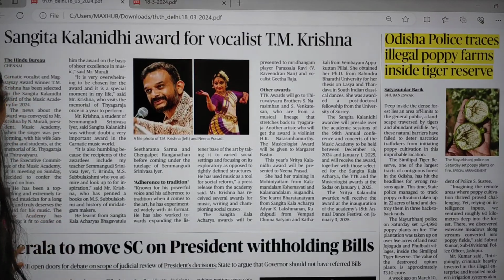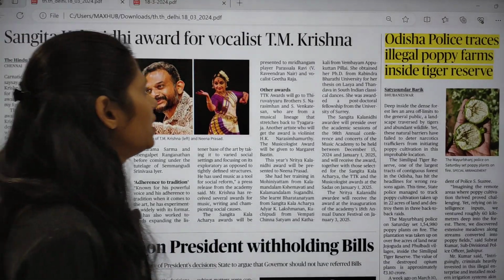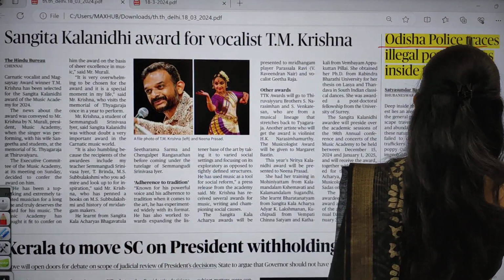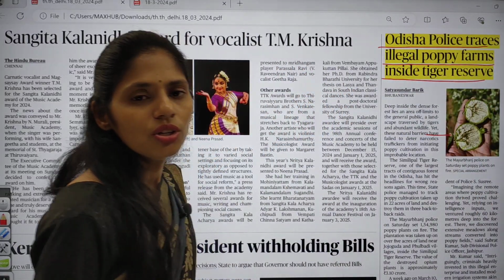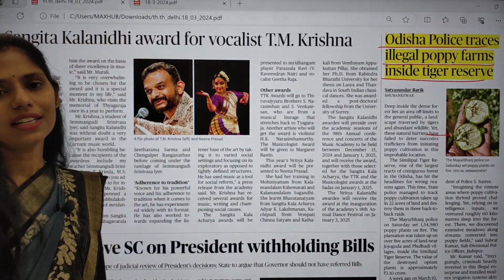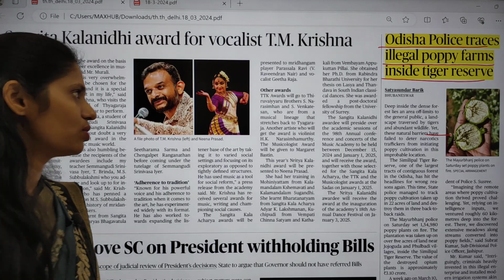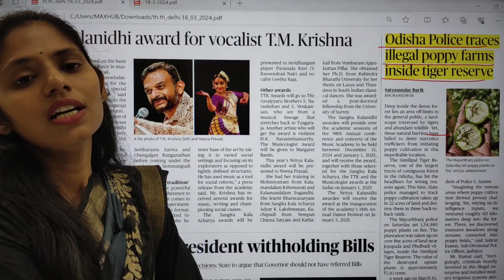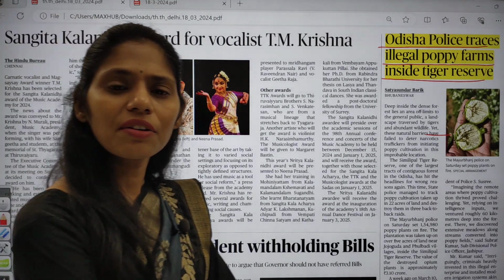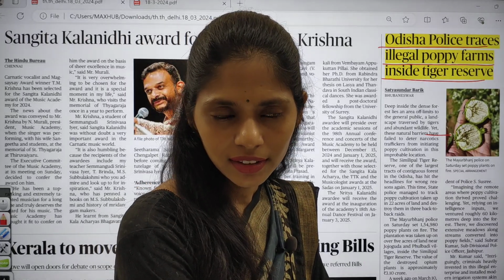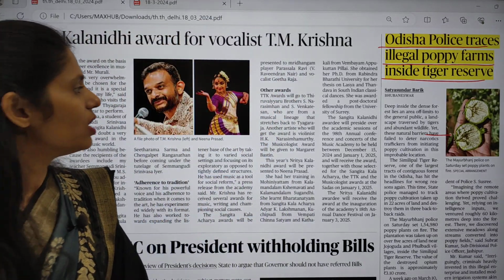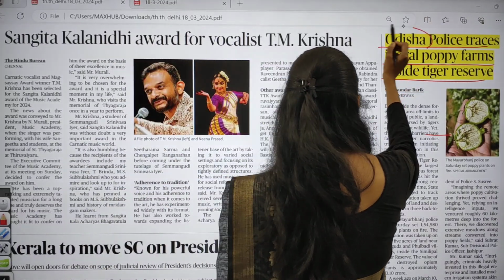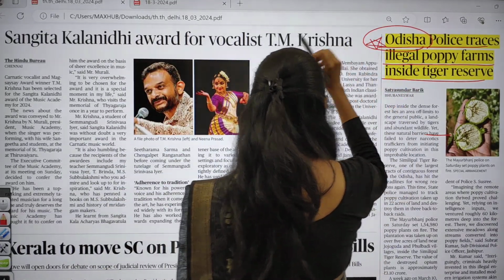Here you can see a very important article: Odisha police traces illegal poppy farms inside a tiger reserve. The name of that tiger reserve is Simlipal Tiger Reserve. So you can get a simple question like, where is Simlipal Tiger Reserve located? In options you will be getting Maharashtra, MP, Odisha, Chhattisgarh. So the answer here is Odisha. Simlipal Tiger Reserve is located in the state of Odisha.